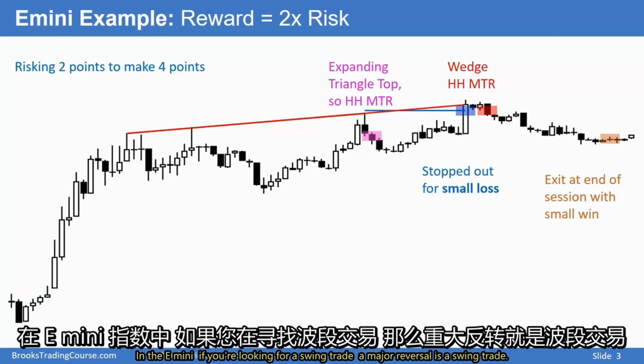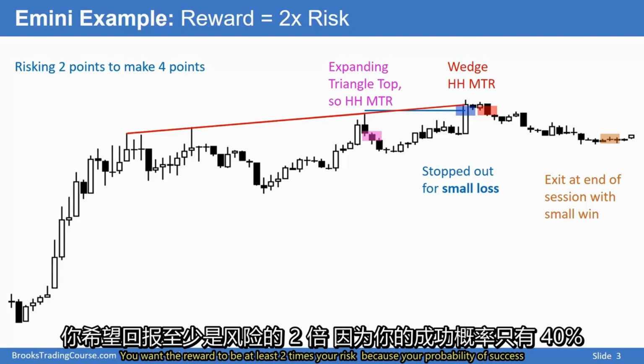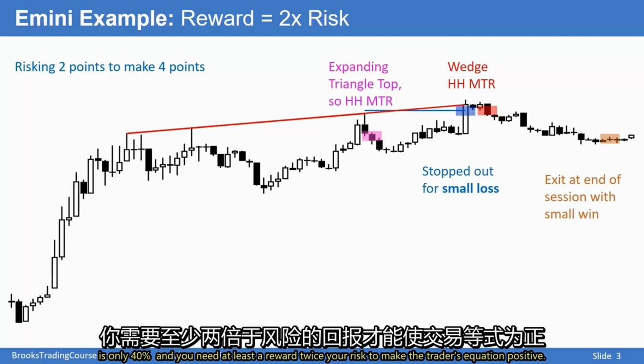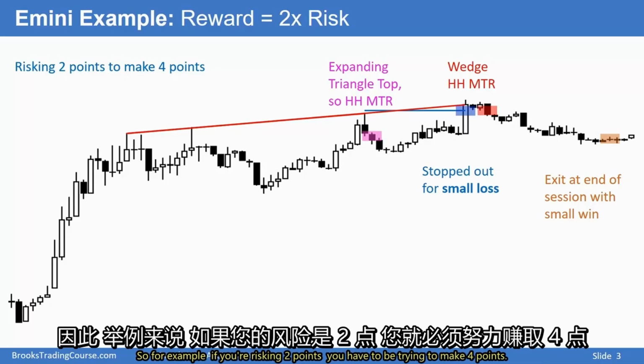In the E-mini, if you're looking for a swing trade, a major reversal is a swing trade. You want the reward to be at least 2 times your risk because your probability of success is only 40%, and you need at least a reward twice your risk to make the trader's equation positive. So for example, if you're risking 2 points, you have to be trying to make 4 points.